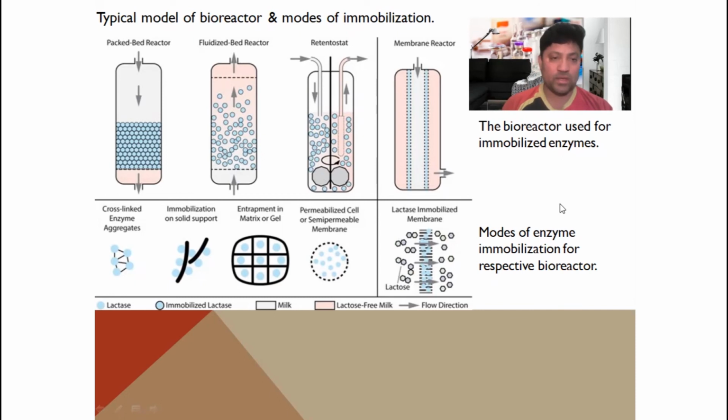And we have five different kinds of enzyme immobilization used for respective bioreactors. The first one is the cross-linked enzyme aggregate. The second one is immobilization on a solid support. Then entrapment in the matrix or the gel. Then permeabilized cell or the semi-permeable membrane. And the last, fifth one is the lactate immobilized membrane. These are the five different kinds of the mode of enzyme immobilization used for the respective bioreactors.